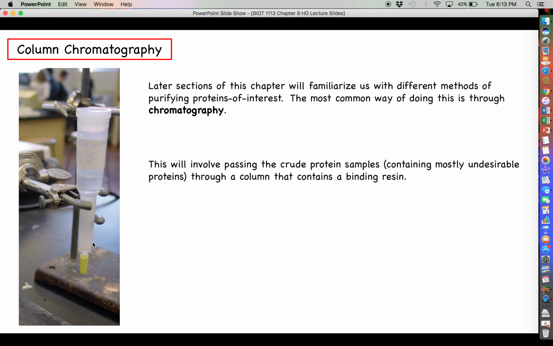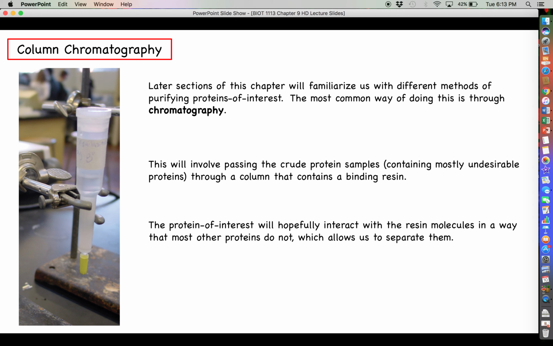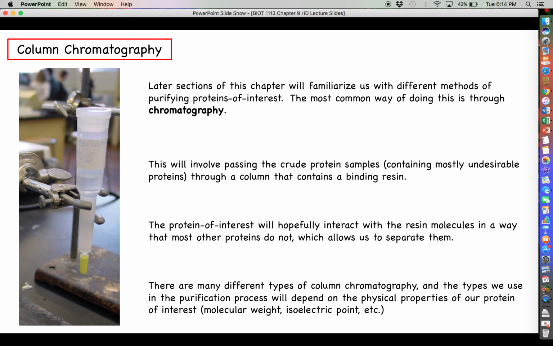So you can see this binding resin here towards the bottom of the column. This binding resin is going to interact with our protein of interest in such a way that most other proteins in the sample will not. So since our protein interacts with the resin and most other proteins do not, all those other proteins are going to pass through the column without interacting with the resin, while our protein is still comfortably bound to the resin. And then we can just use different methods to get our protein to fall off the column at a different point.